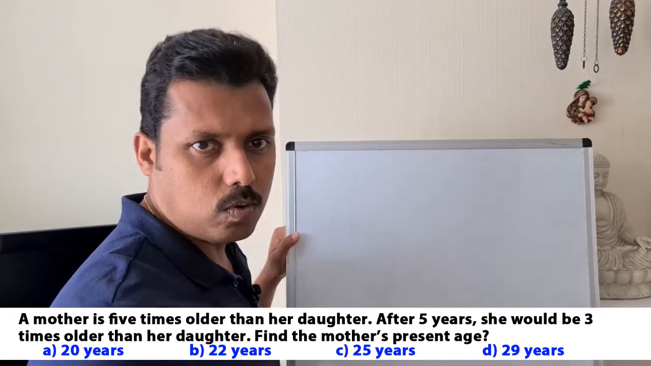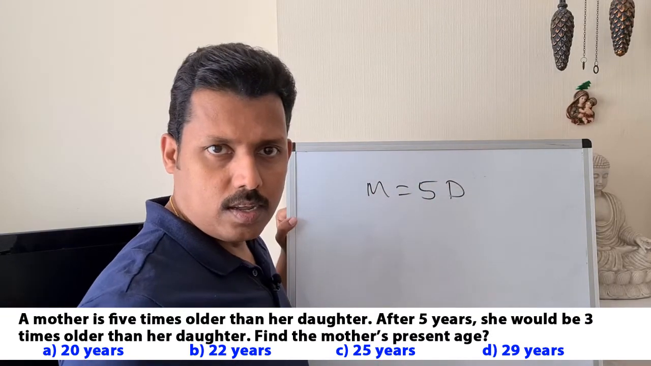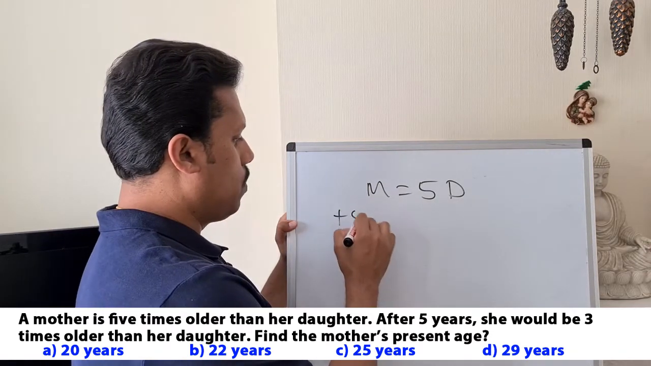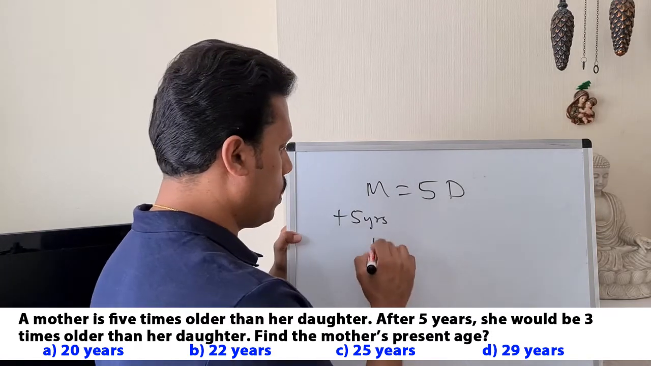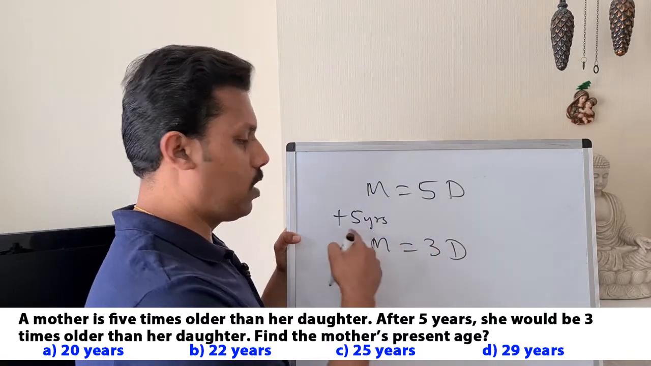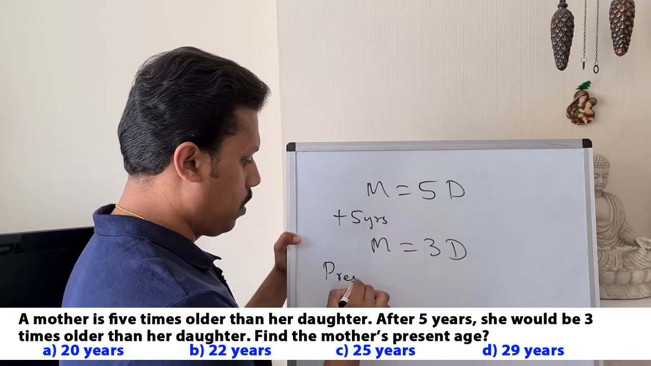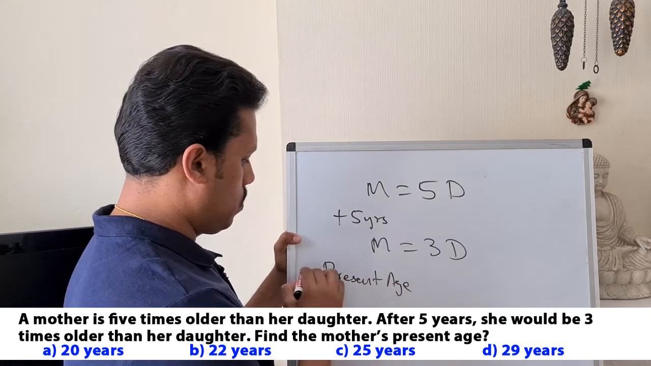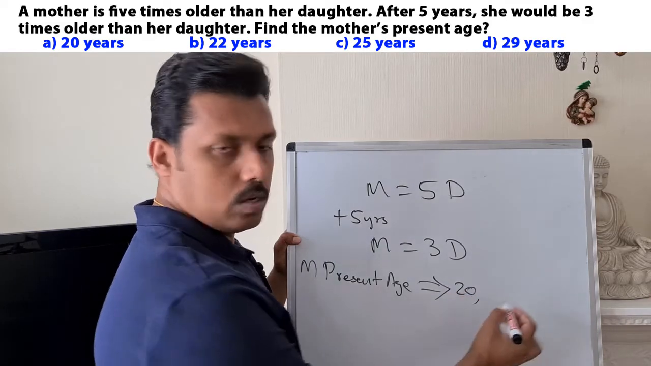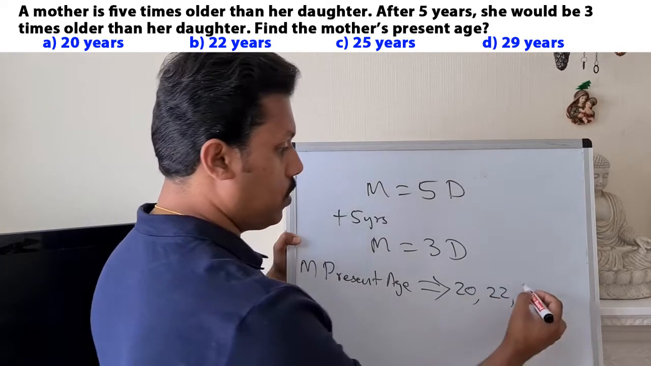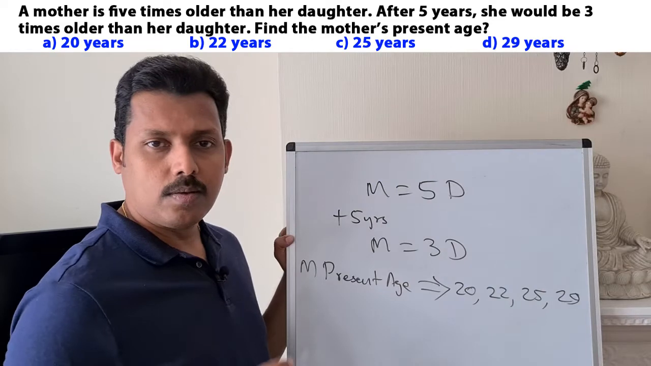A mother is 5 times older than her daughter. So mother is 5 times older than her daughter. After 5 years, what they're saying is she would be 3 times older than her daughter. So mother will be 3 times older than her daughter after 5 years. Find the mother's present age. The answers given are 20, 22, the third answer is 25, and the fourth answer is 29. So what is mother's present age?